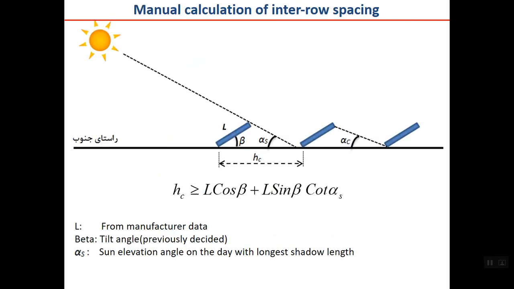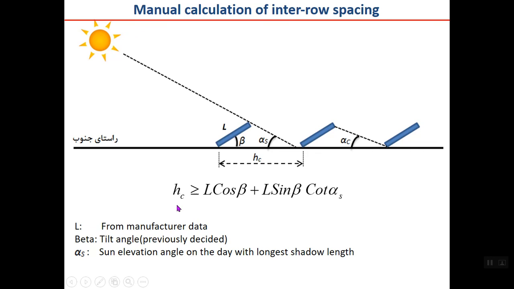Or you may calculate it by hand, with manual calculation. For manual calculation, here I have shown a picture. You can see that there are 3 rows of solar panels installed here. This is the south direction. This is in Persian, but the meaning is south direction. This is the sun position. Alpha S is the sun altitude or sun elevation angle. Beta is the slope of the solar panel installation, as you can see here, and L is the length of the panel.